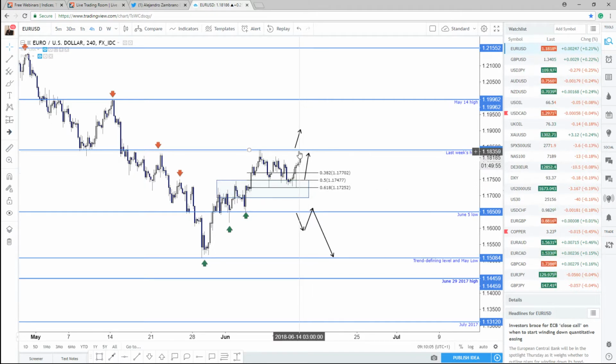I think we're probably going to try to take out this high. And if one is scalping, one could either book profits now if you bought here yesterday, or try to keep it in anticipation of the break to the upside.